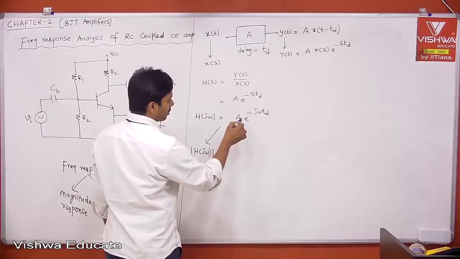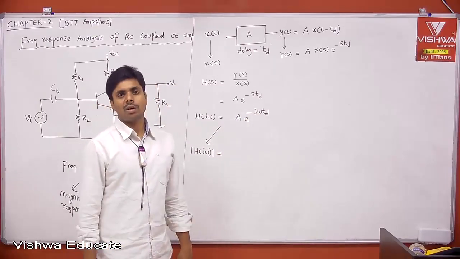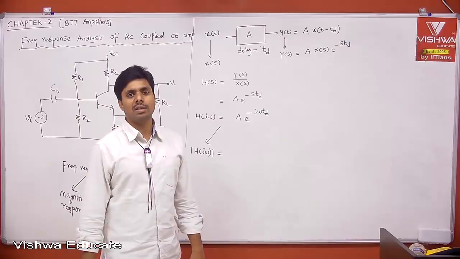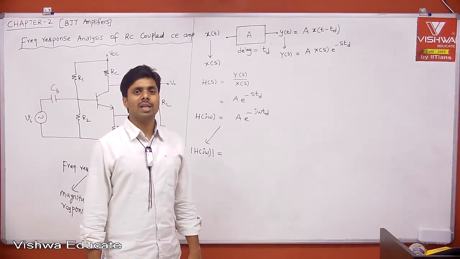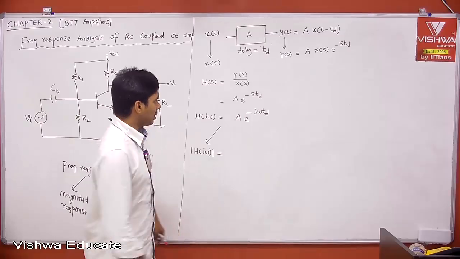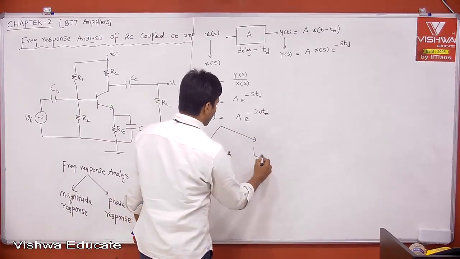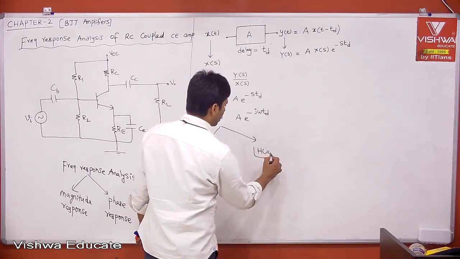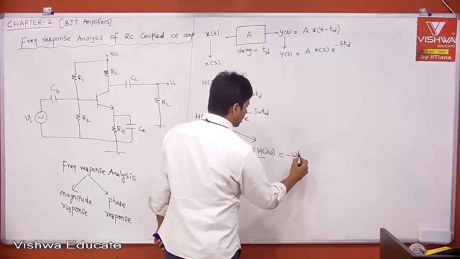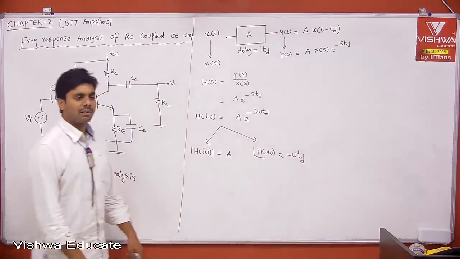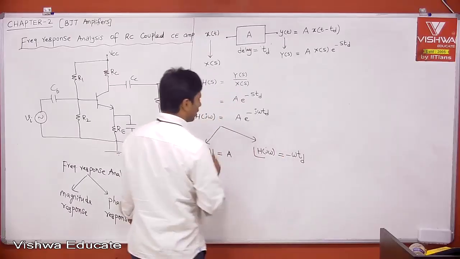The magnitude: e to the power of j theta is cos theta plus j sin theta. What is the magnitude of cos theta plus j sin theta? Root over cos square theta plus sin square theta. That is 1. Then it is left with A. Then what about the phase angle? Angle of H of j omega, e to the power of j theta, where theta is nothing but minus omega TD. This is our phase angle with respect to frequency, and this is the gain with respect to input signal frequency.